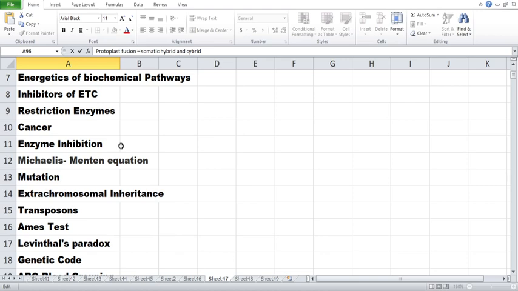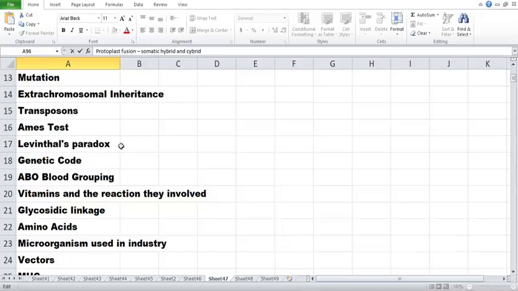Next, you should study restriction enzymes. There are three types of restriction enzymes, type 1, type 2, type 3. You should know about their recognition site structure. In addition to that, you should also know about blunt end enzymes and the enzymes which give sticky ends. Next, study about cancer, and regarding biochemistry, you should definitely know about enzyme inhibition. The Lineweaver-Burk plot, everything. The graph also you should know. Next, you should know about mutation, types of mutation, and also mutagens.